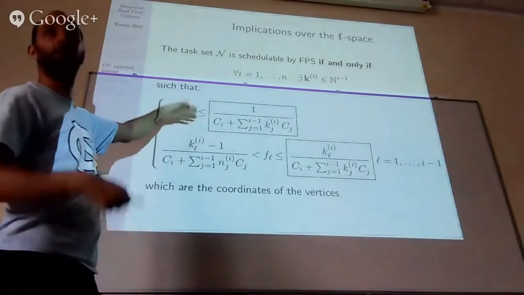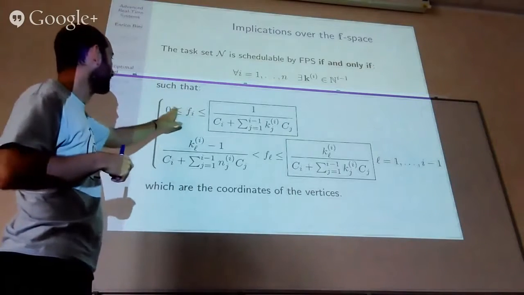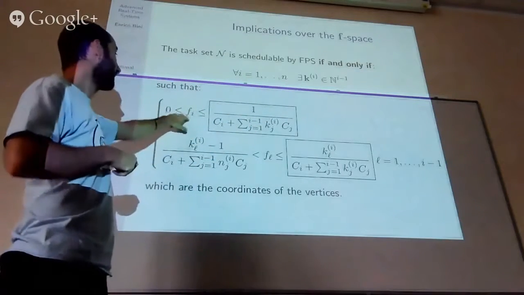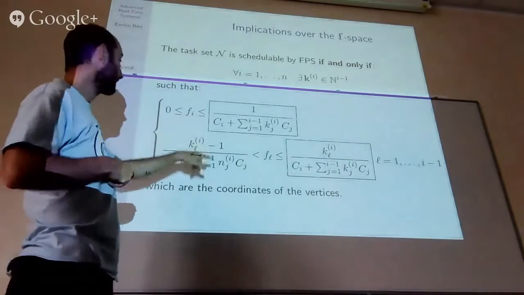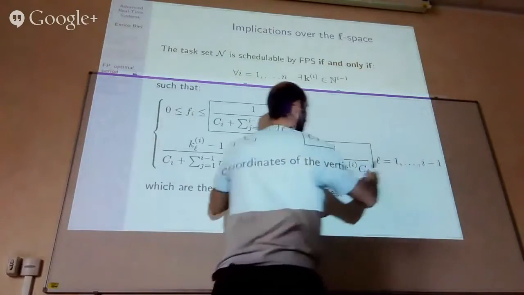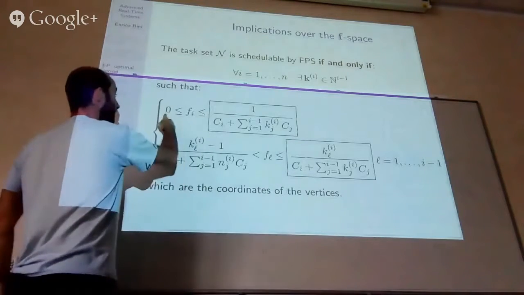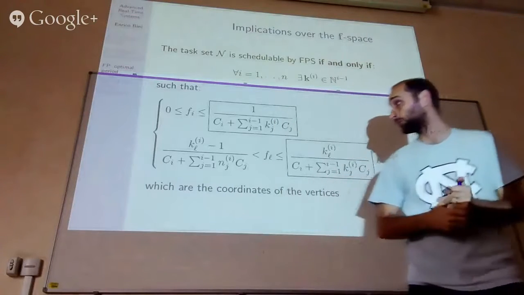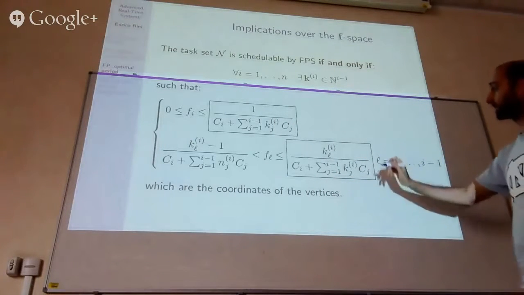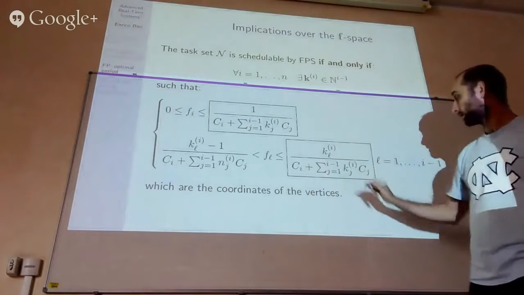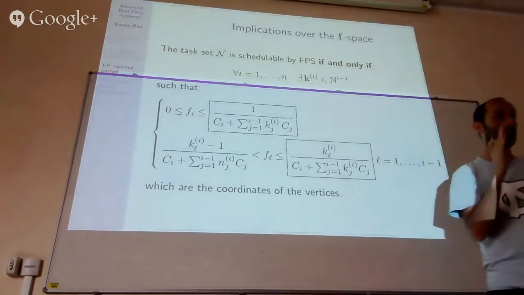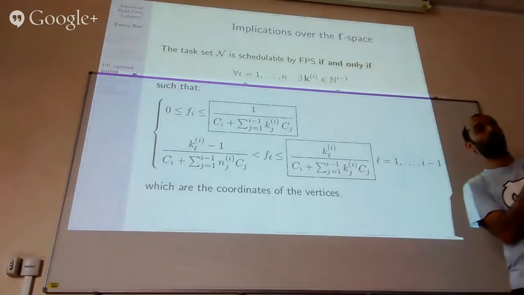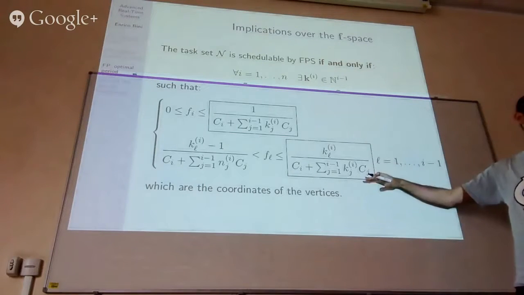So in terms of task frequencies, the task set is schedulable if for all i there exists k such that fi is in this boundary, and fj and fl, for all these l, are between these boundaries. You can see that here there is no task frequency, and here there is no task frequency. Basically, this is just a box in the space of frequency, because each frequency is bounded from left and from right.